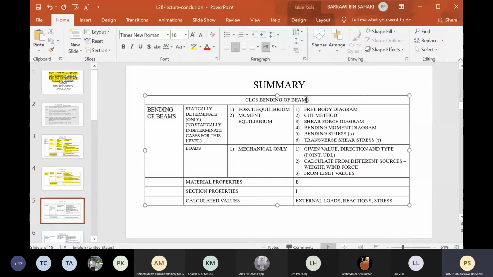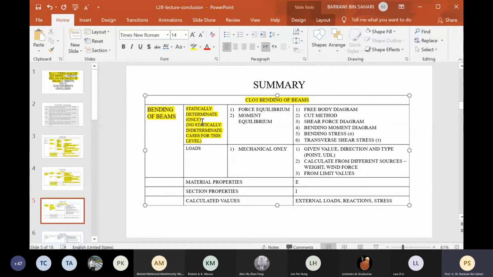CLO3, bending of beams. This one is quite long in terms of lecture and exercise because there are two parts. One is shear force and bending moment. That took up a little bit of length there because it covers so many forces. Now for this one, again, the scope of this particular course is it covers only statically determinate. It does not cover for this particular level statically indeterminate.